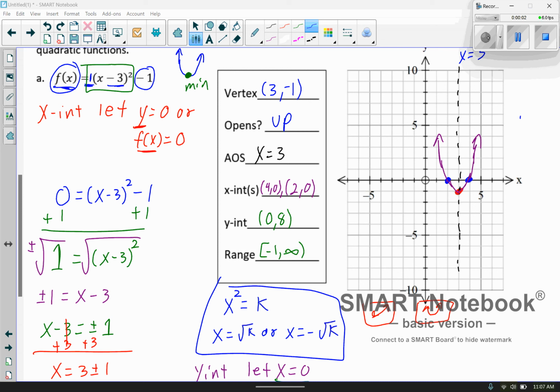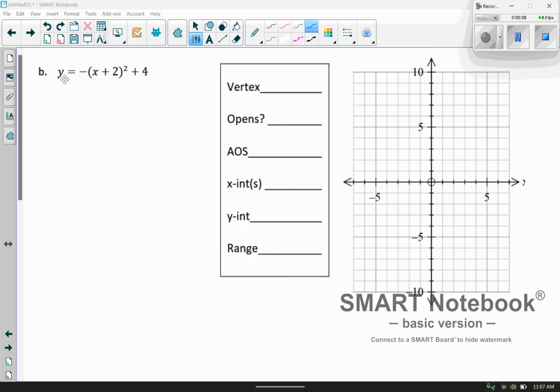Okay, so picking up where we left off, let's look at another one of these. Okay, so I have y equals negative parentheses x plus 2 quantity squared plus 4. And so you'll notice we switch from function notation to y equals. Sometimes we'll just switch back and forth just to kind of remind ourselves that those both represent the same thing.